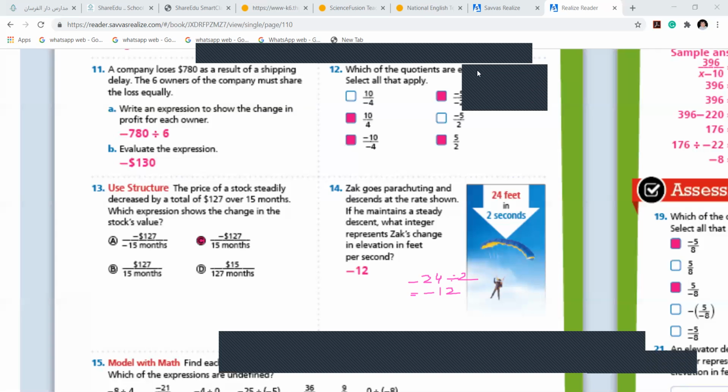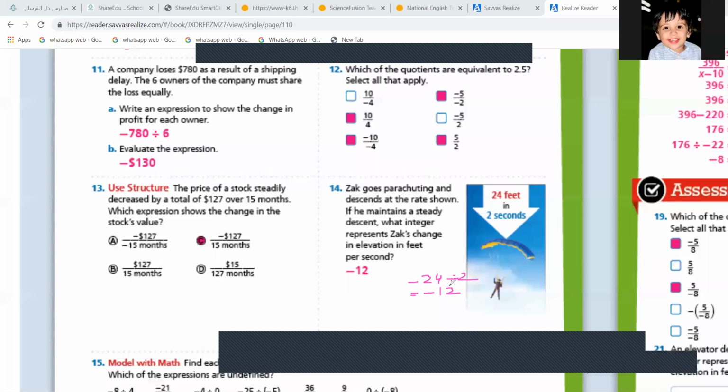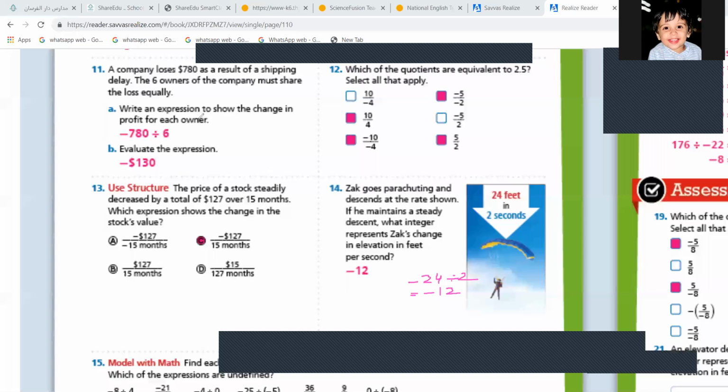Are you writing with me? The expression. Yes. This is called an expression. When you just write and you don't solve like this, it is called an expression. Okay.